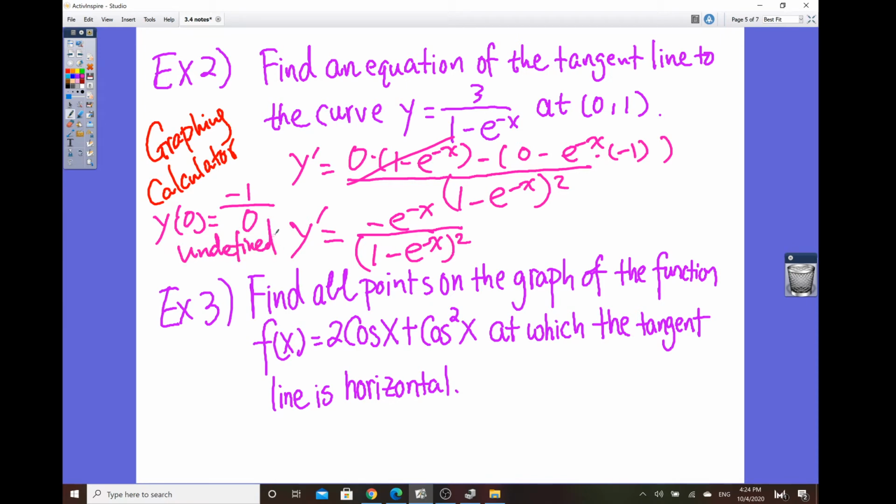If the slope is undefined, that means we only have a line of the equation as what? X equals 0. It's a vertical line. This one you can say that's a vertical tangent. So that's why the line is always what? X equals 0. It's a vertical straight line.